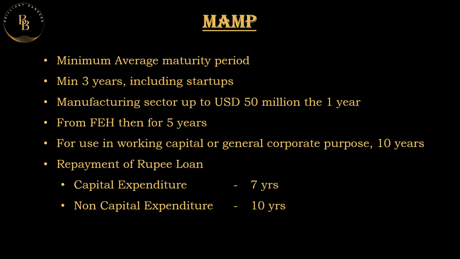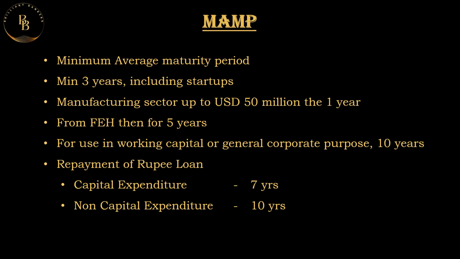If the ECB is utilized for working capital purposes or general corporate purposes, the minimum average maturity period is 10 years. And if it is used for the repayment of a rupee loan for capital expenditure purposes, then it is 7 years. And if it is for non-capital expenditure, in that condition, it is 10 years.